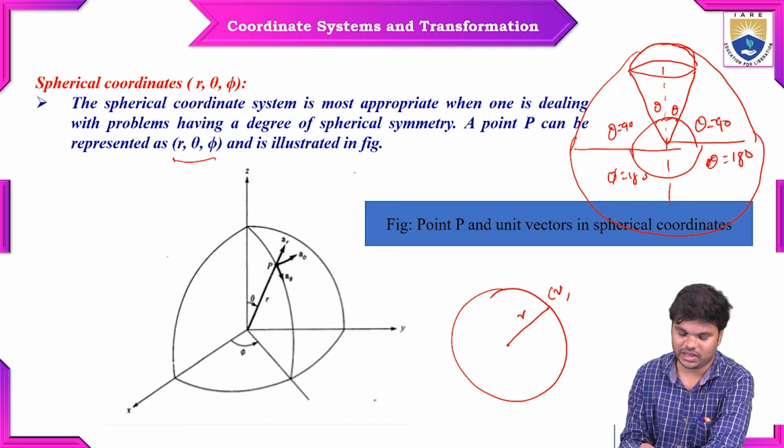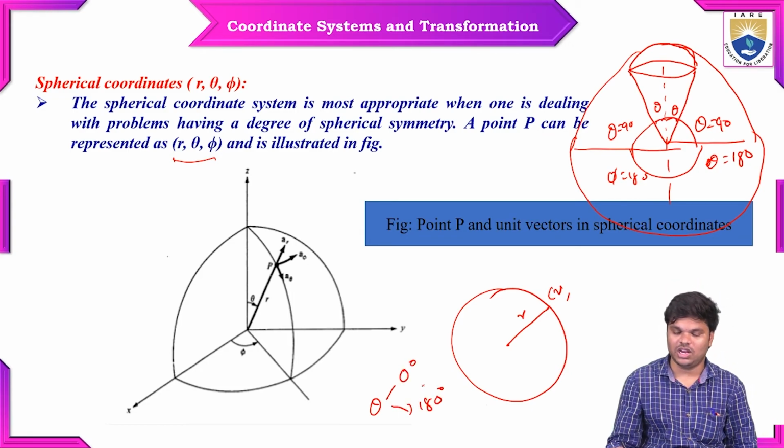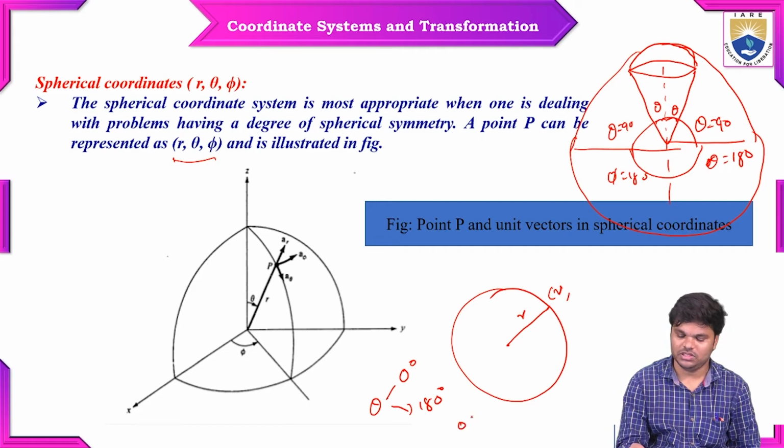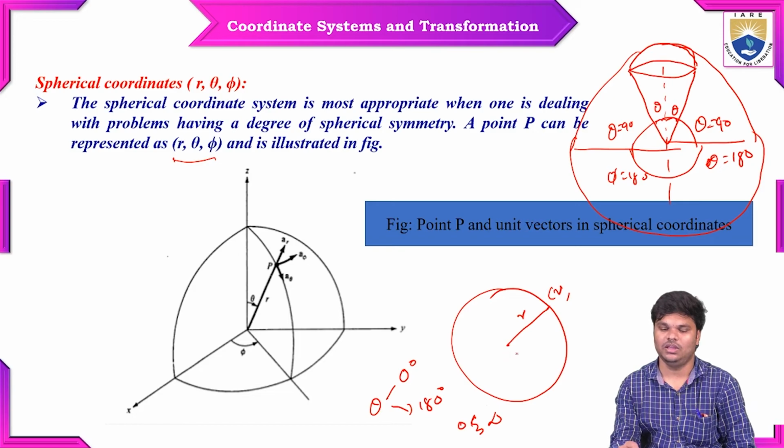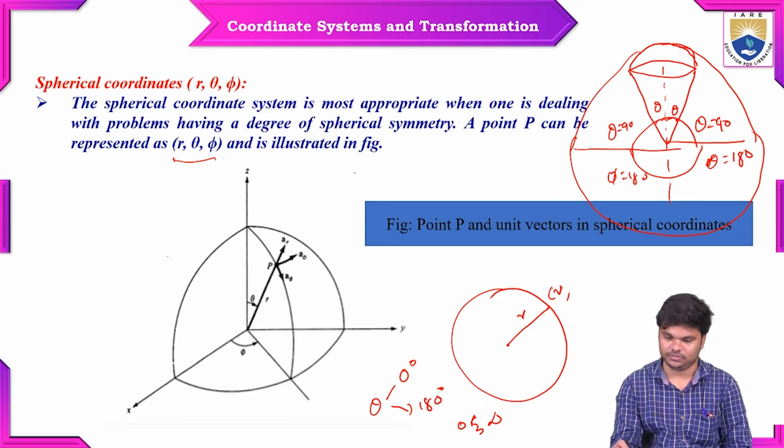That means the range of theta is between 0 and 180. And what is the range of r? Between 0 and infinity, because the radius of the sphere can be anything less than infinity, and it can't be negative, right?